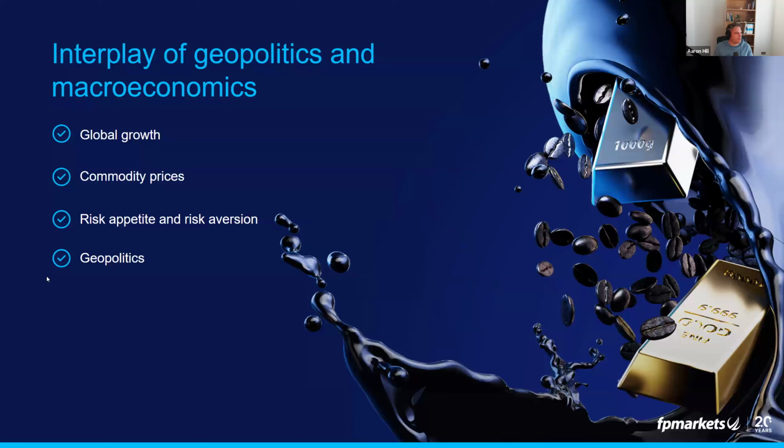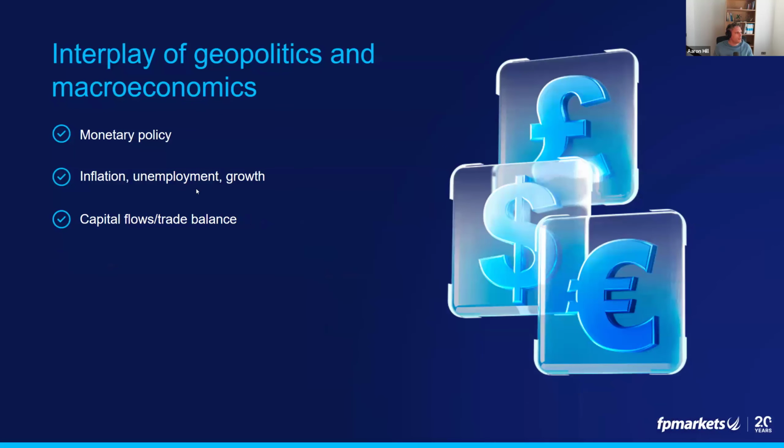And then we finally have geopolitics. Geopolitics directly influences risk appetite and risk aversion, and can indirectly influence global growth, which itself, as I'm sure you will know, can directly influence a currency's trade balance and capital flows, and of course domestic growth. Now, these are the domestic drivers. So at the top of the pile, we have monetary policy. Below that, we have the macroeconomic data.